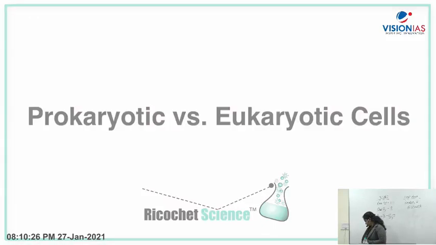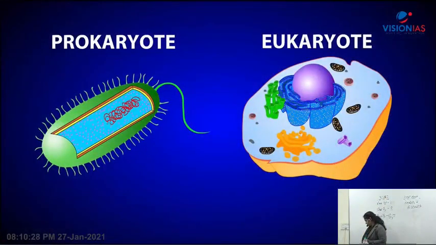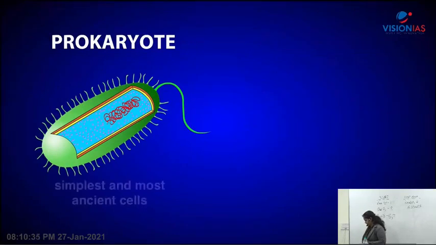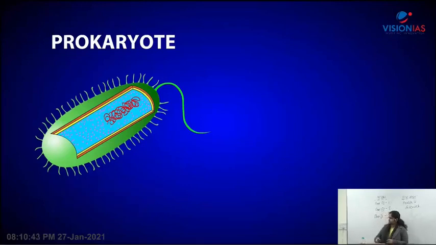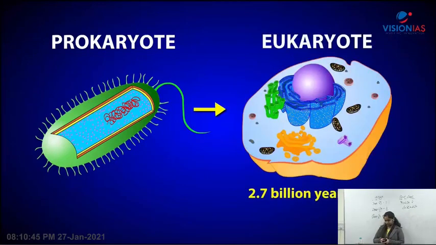Okay. On Earth, there are two major types of cells. Prokaryotic and eukaryotic. Prokaryotic cells are the simplest and most ancient types of cells. They were the only form of life on Earth for billions of years before eventually giving rise to eukaryotic cells.